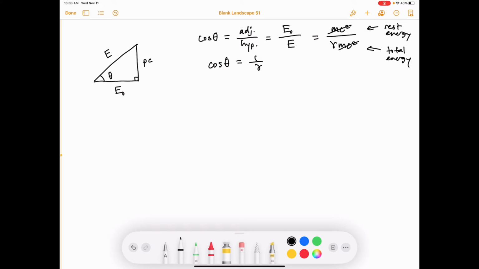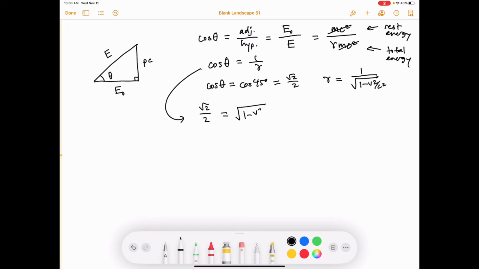All right, so in this case, cosine theta is cosine of 45 degrees, which is the square root of 2 over 2. And then also gamma is equal to 1 over the square root of 1 minus v squared over c squared. We're trying to find v. We want to know how fast this thing is moving. So if we take cosine theta equals 1 over gamma, that gives us root 2 over 2. That's cosine of the angle theta. And that equals 1 over gamma, which is the square root of 1 minus v squared over c squared.